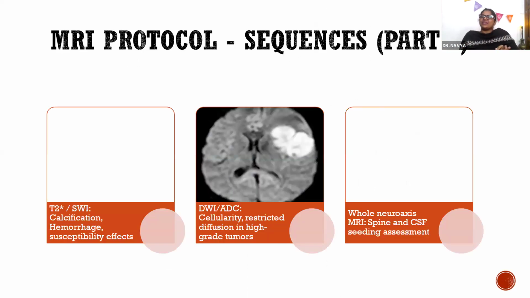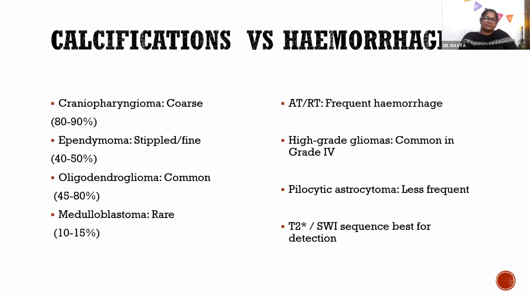Also, you have something called susceptibility weighted imaging. This will let me know what the calcifications are, and which tumors have calcifications. Then hemorrhages or any susceptibility defects are seen with SWI. DWI, we will go into in detail.